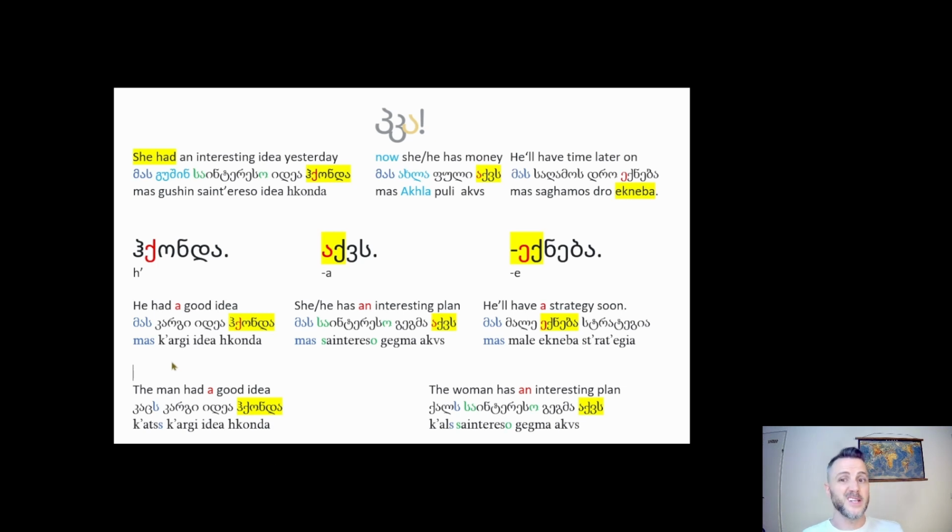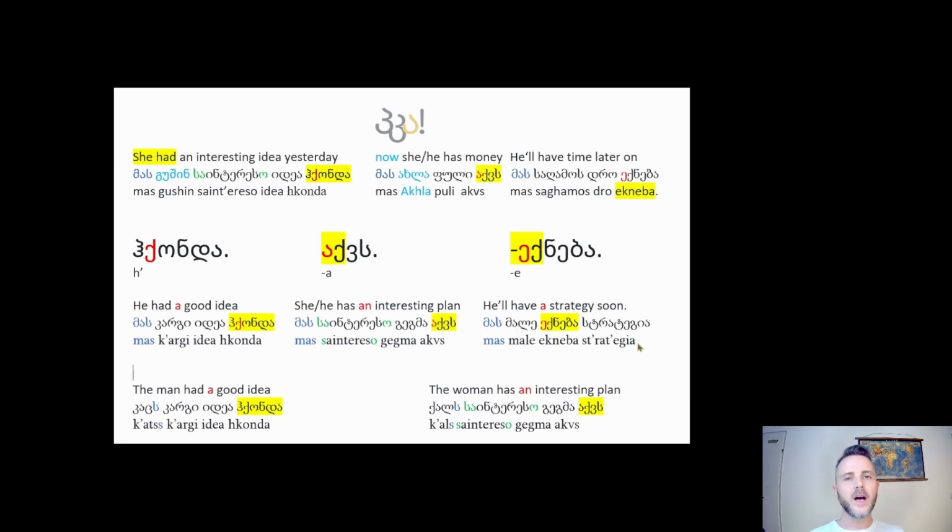Looking at something which you don't physically touch, but it's in your head. Mas kargi idea konda. He or she had a good idea. Of course, by context, we would know. Achla, now. Mas sa intereso gegma ax. In the future, mas male ekneba strategia. Mas ekneba male strategia. He'll have a strategy soon, male.